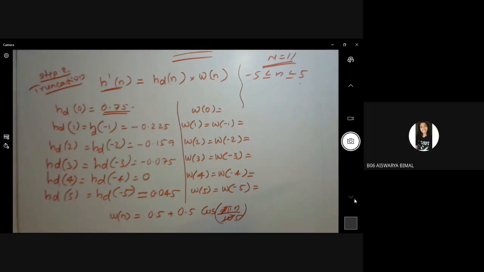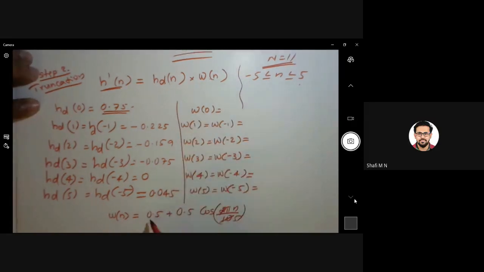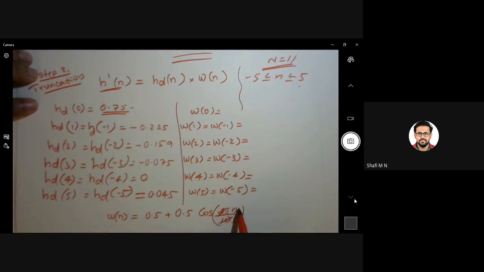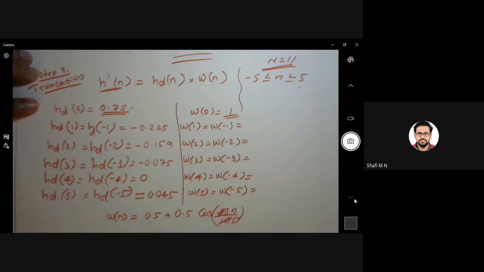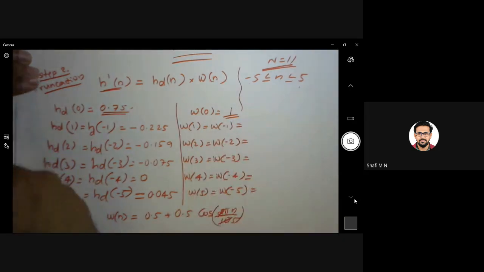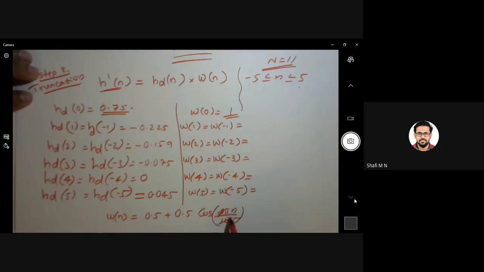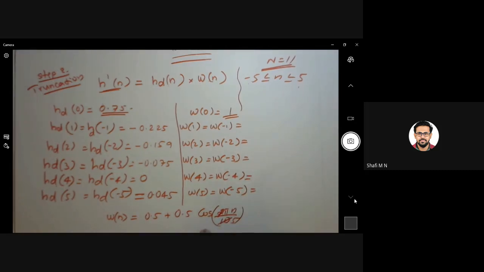Okay, just find the values then. w of 0 is 0.5 plus 0.5 cos 0. n is 0, substitute here. Cos 0 is 1. So 0.5 plus 0.5, this will be 1. So the first value is 1. Now w of 1: substitute n equal to 1. You'll get cos pi by 5, 0.5 into that plus 0.5. If you are using pi, do remember that the calculator should be in radian mode. If it is in degree, you substitute pi as 180. So cos pi by 5 into 0.5 plus 0.5. The answer will be 0.9045.